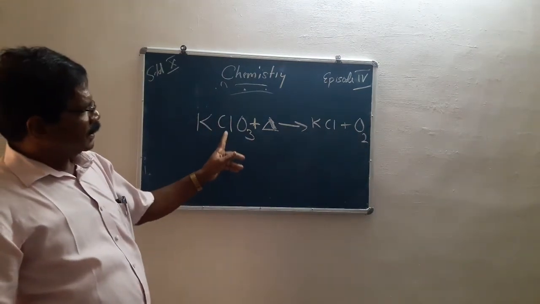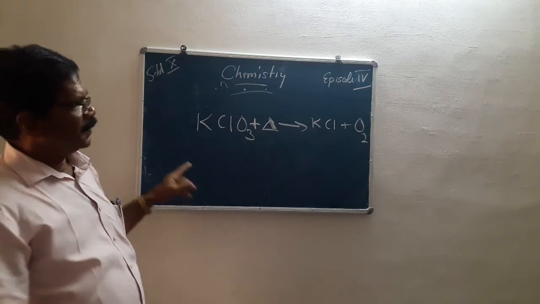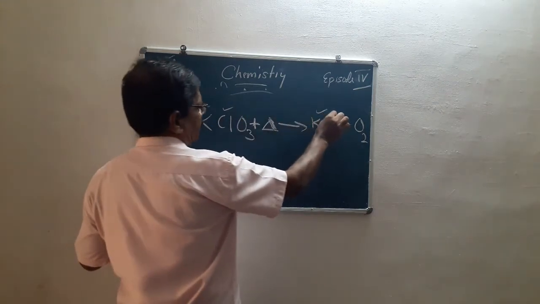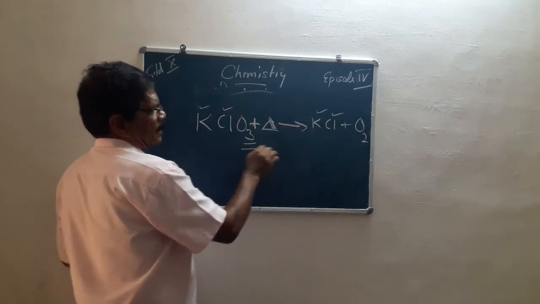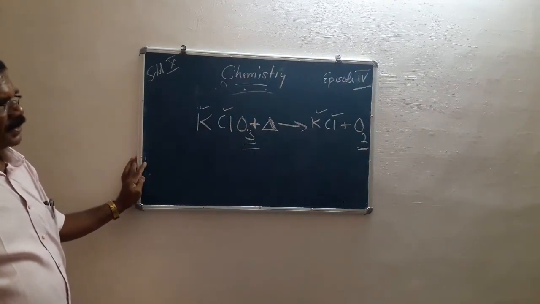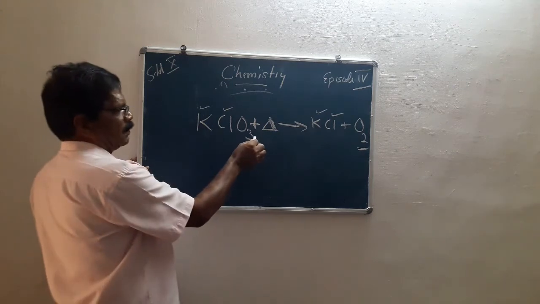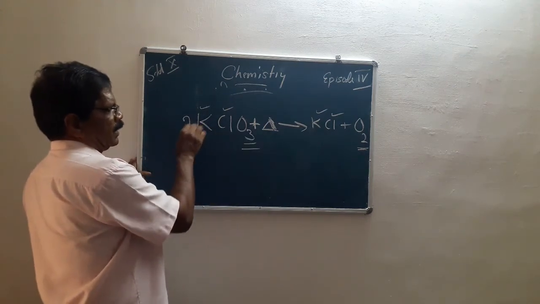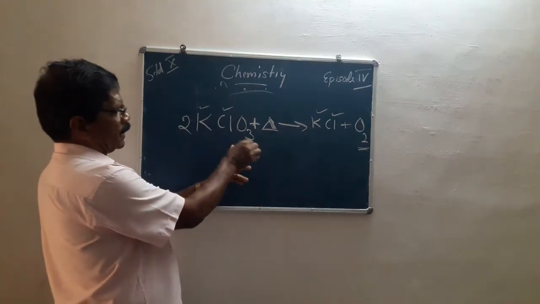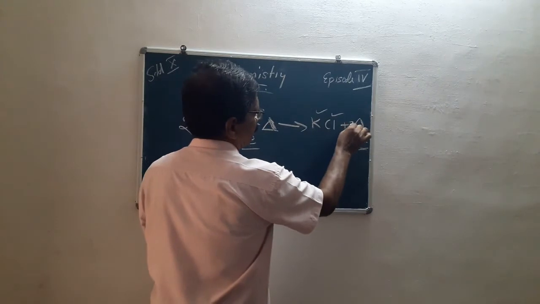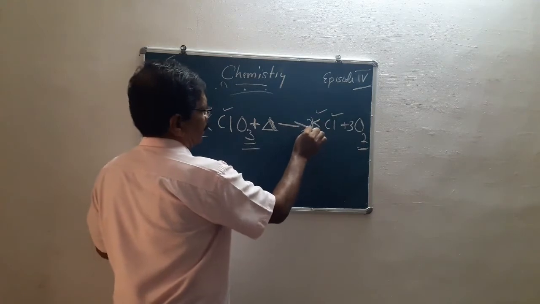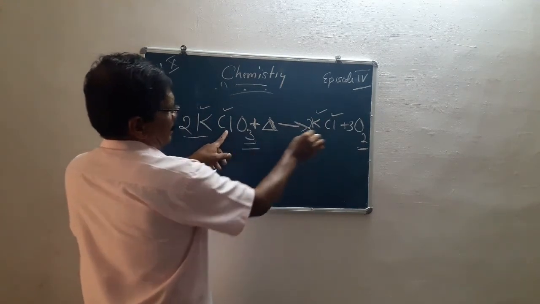Then next we look at whether this is a balanced equation or an unbalanced equation. Note the number of atoms. Potassium 1, potassium 1, Cl 1, Cl 1. Oxygen here 3, here only 2. How can we balance the equation? Here you multiply 3 by 2. Then 2 KClO3 gives here 2 into 3, 6 oxygen atoms, and on the other side also 3 into 2, 6 oxygen atoms. Here you put 2 KCl.